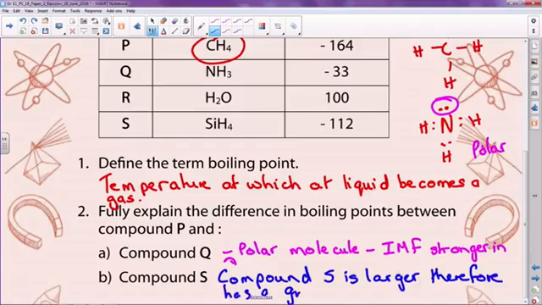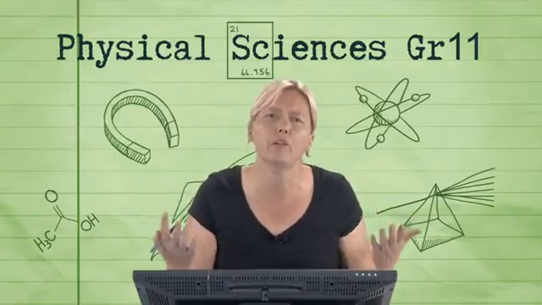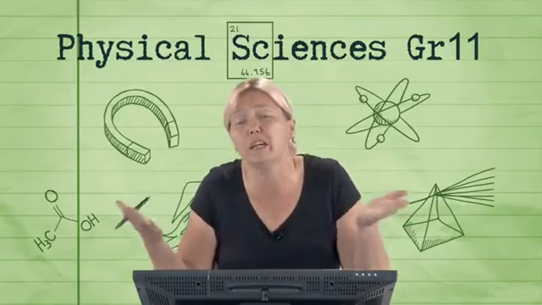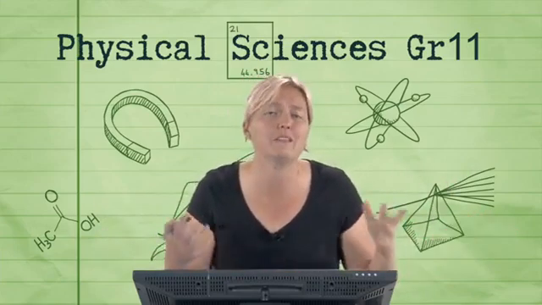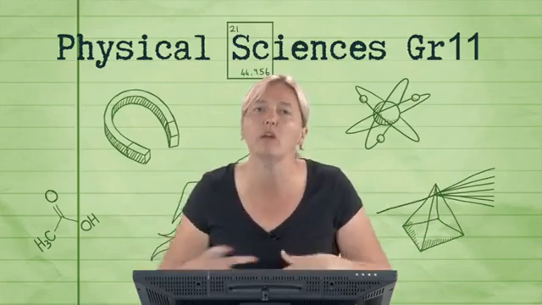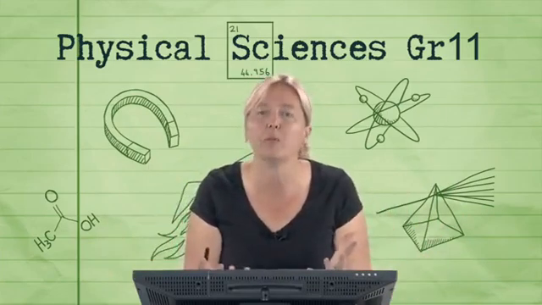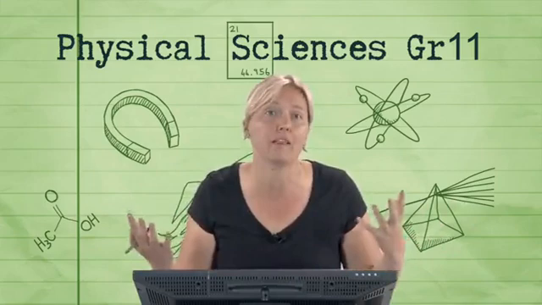Greater surface area means that you're going to have stronger intermolecular forces, and stronger intermolecular forces mean that your boiling point is going to be higher. So remember, we're comparing minus 164 to minus 112. They're both negative numbers, but minus 112 is actually a bit warmer than minus 164. So that means it is going to have a higher boiling point because the surface area of the molecule is bigger. Why? Because silicon is bigger than carbon.